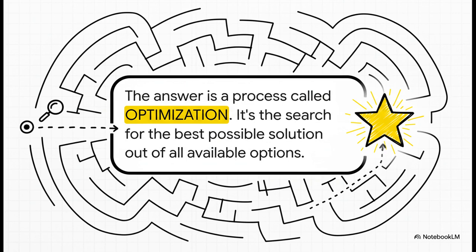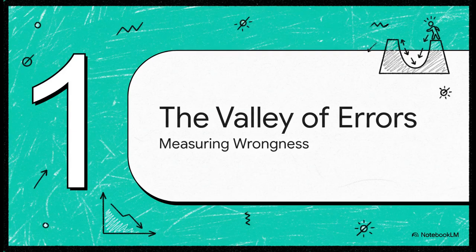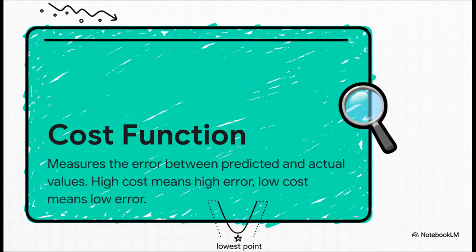Well, the answer is a really cool process called optimization. And don't let the fancy word fool you. All it really means is searching for the best possible solution out of all the available options. For our line fitting problem, best means the line that makes the fewest mistakes, the one that's the least wrong. To find that least wrong line, we first need a way to measure just how wrong any given line is. And this brings us to a really powerful analogy that I love to use, picturing it all as a giant valley of errors. This measurement is handled by something called a cost function.